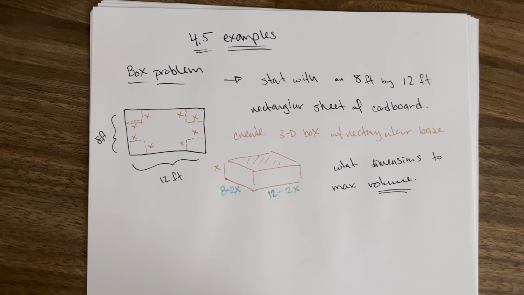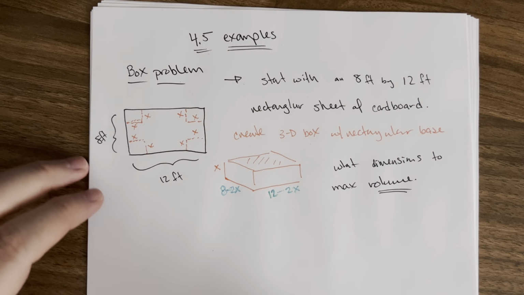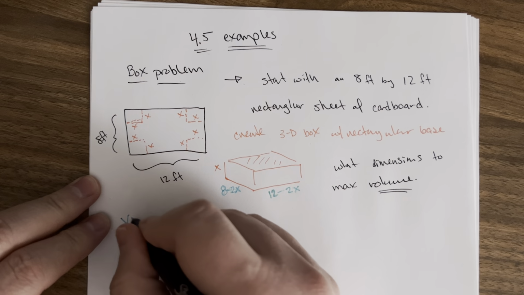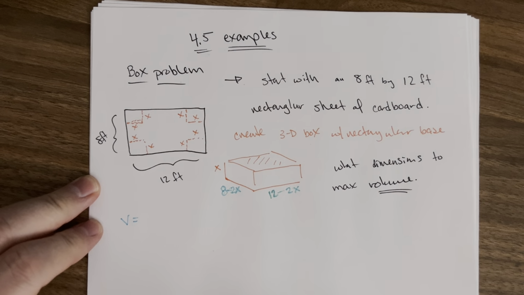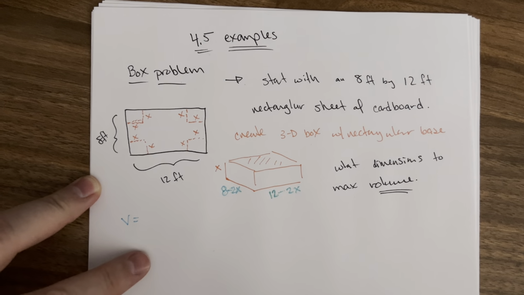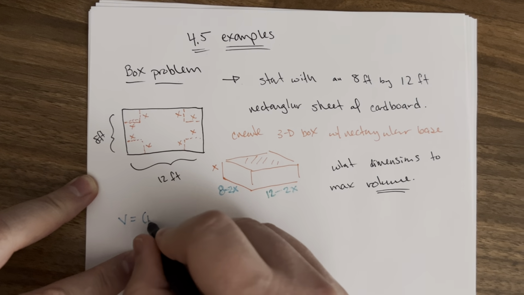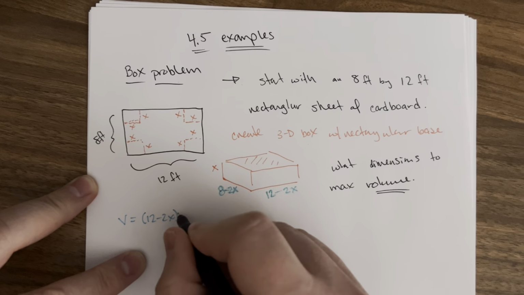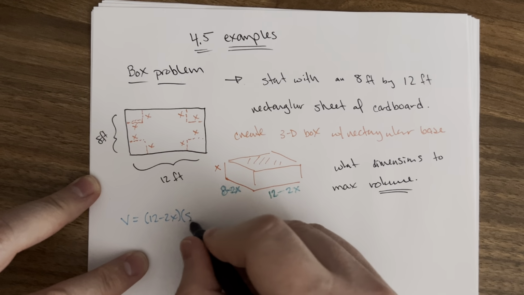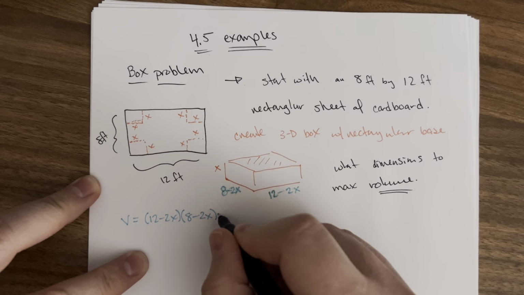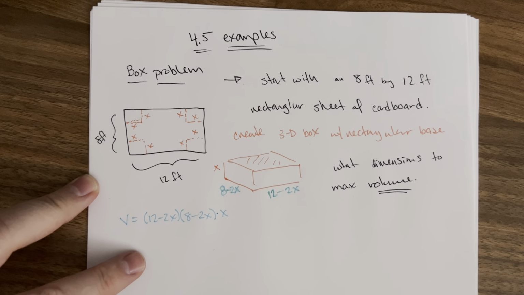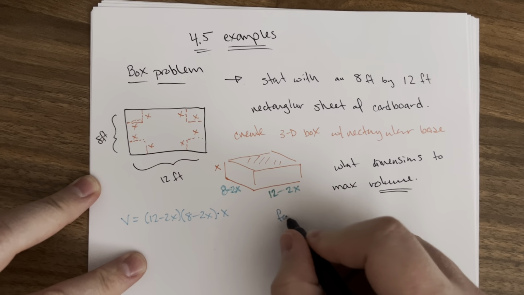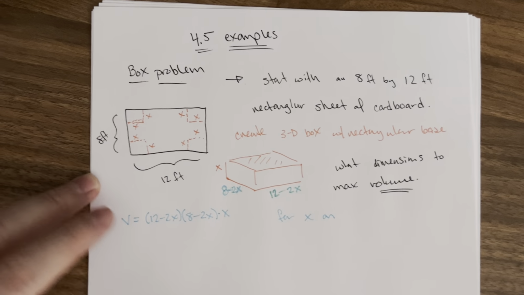Length and width here are kind of arbitrary. So the volume equation, with the three dimensions all now in terms of x, would be 12 minus 2x, our width, times 8 minus 2x, our length, times our height, which would just be single x. And so this would be on what interval?